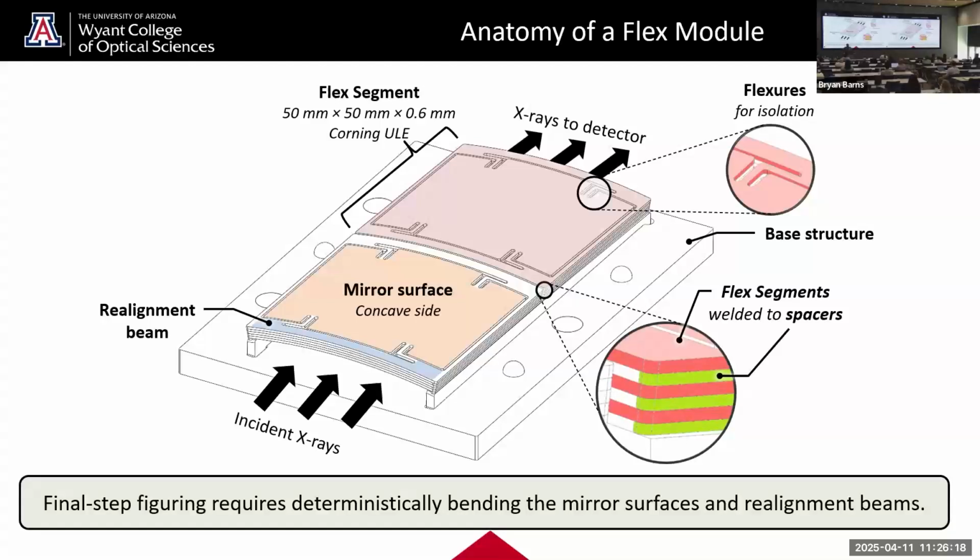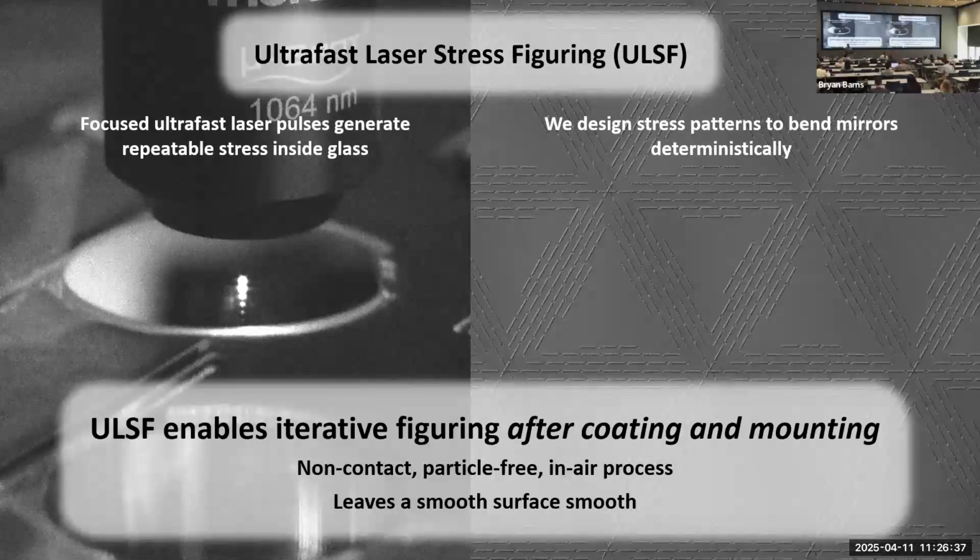The key here, though, is that you need to be able to provide a deterministic way to bend these mirrors after everything is assembled. Otherwise, you can't do this final step figuring. You need to be able to change the shape of the mirrors and the rigid body alignment after everything is assembled.